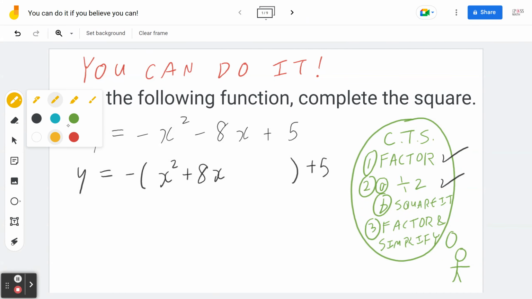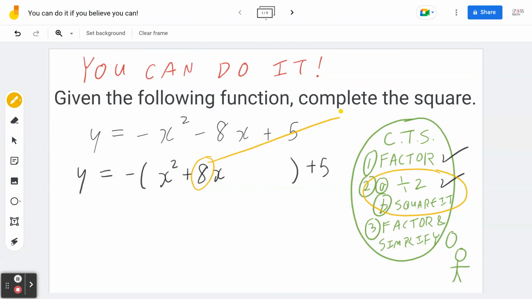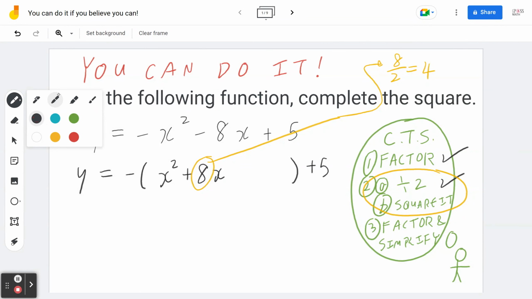Step number 2, you divide by 2. And what I'm talking about is this number right here. So when I say divide by 2, I'm taking the number 8, which I'll do in a corner here, and you divide by 2. 8 divided by 2 is going to be 4, and that's going to be step 2, part A. Then you take that number and you square it. So 4 squared means 4 times 4, which is going to be 16.